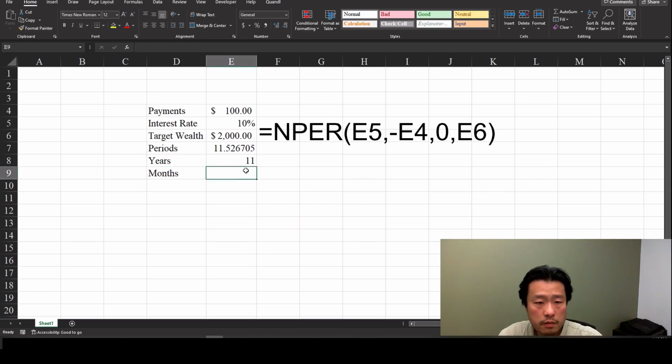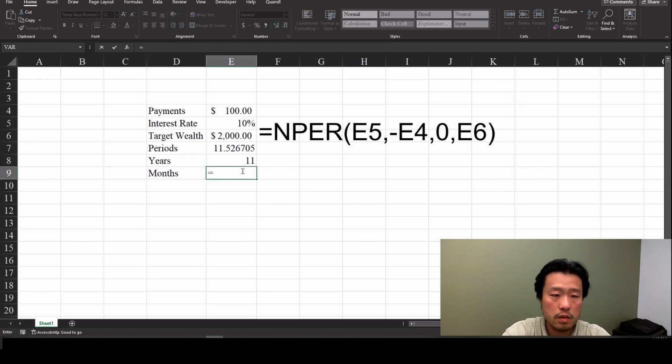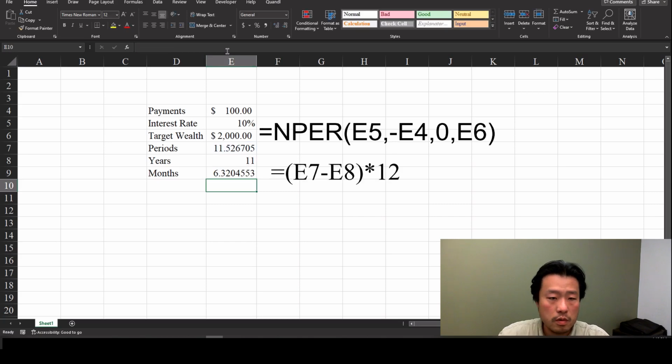The number of months is calculated by using the 11.52, subtract 11, and then that whole thing multiplied by 12. We multiply by 12 because 1 year has 12 months. Therefore, to accumulate $2,000, we need to wait for 11 years and 6 months.